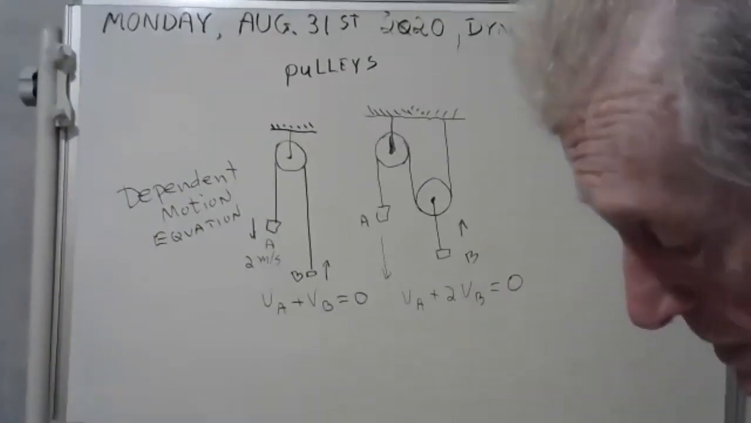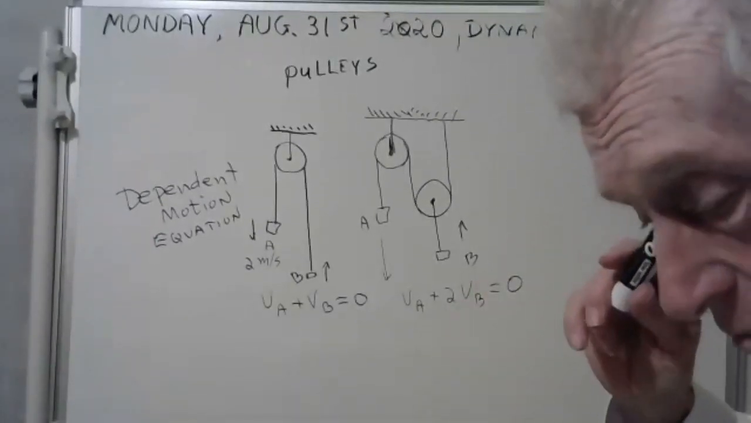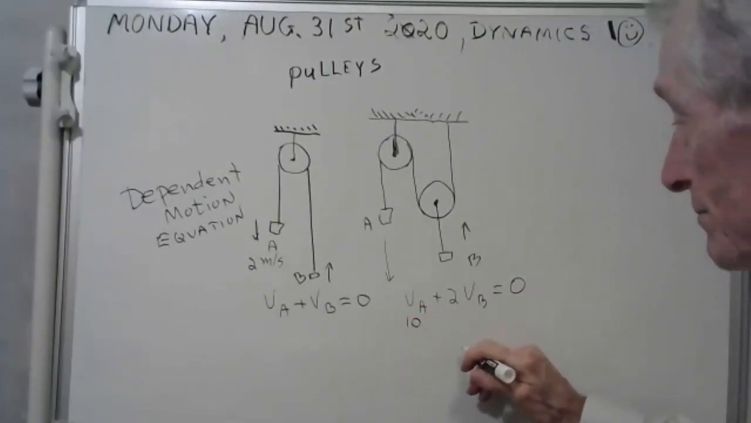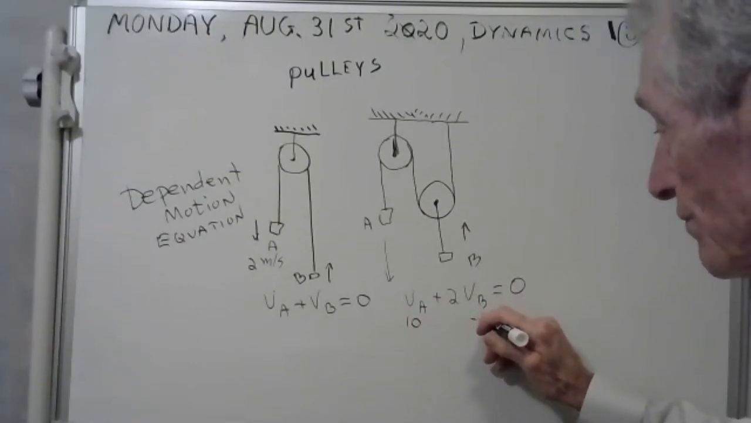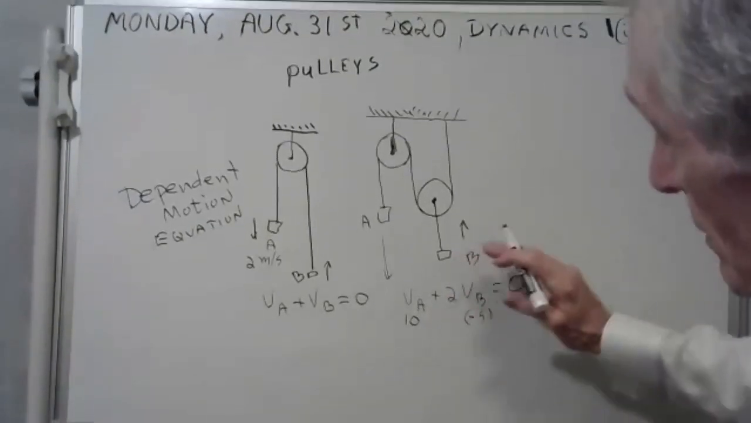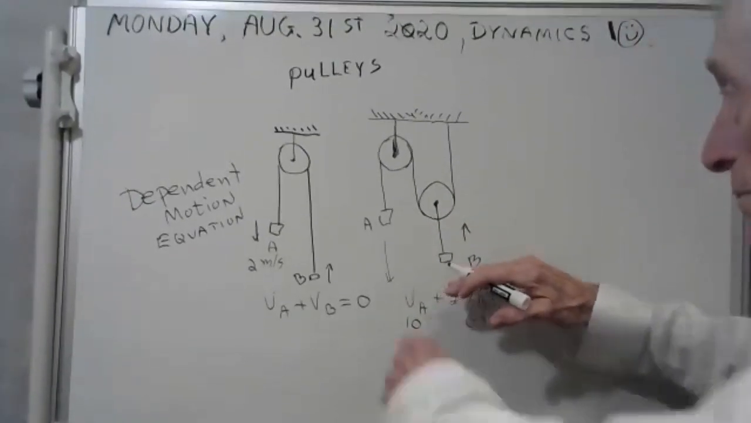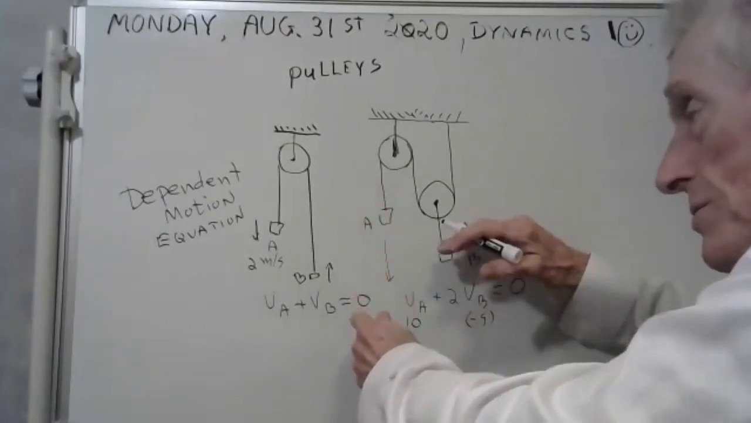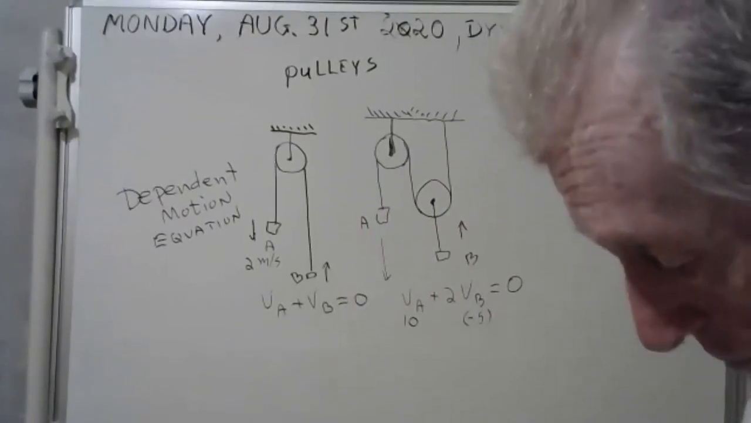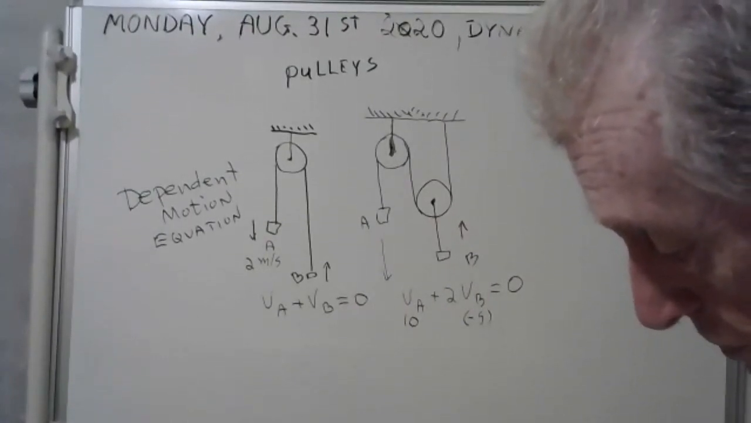We'll spend some time on Wednesday showing you why that is. But for instance, if A is going down at 10, then B would have to be minus 5, because 10 plus 2 times minus 5 gives you 0. So the minus means it's going the opposite direction as A. So A goes down fast, and B goes up slow. It's called dependent motion. I just gave you a preview of that.